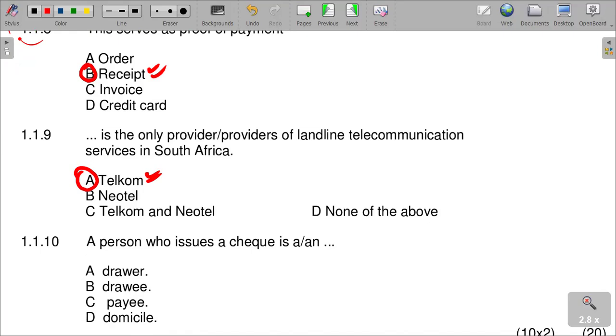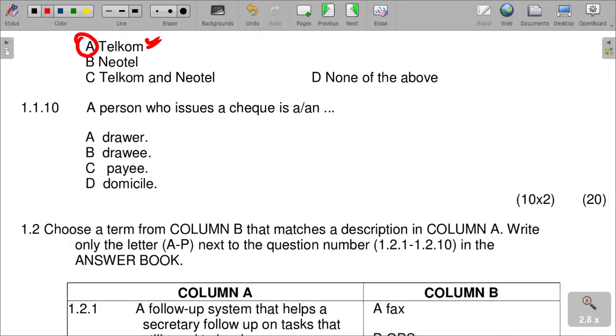So, a person who issues a check is a dash. A person who issues a check is a what? Is a drawer. A person who issues a check is a drawer. When you issue a check, we are saying you are a drawer. A drawee is the person who is also going to pay out from the check.